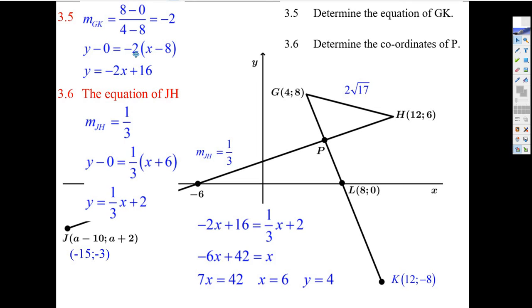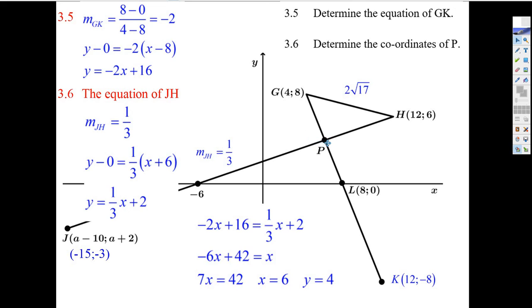Well, that's the gradient. This is one easy way, to just use the gradient point formula. You put in the gradient of minus 2. You put in the point. X is 8, y is 0. And that's your answer. Minus 2 times x is minus 2x. That's just y. Negative 2 times negative 8 is positive 16. There's the equation of GK.